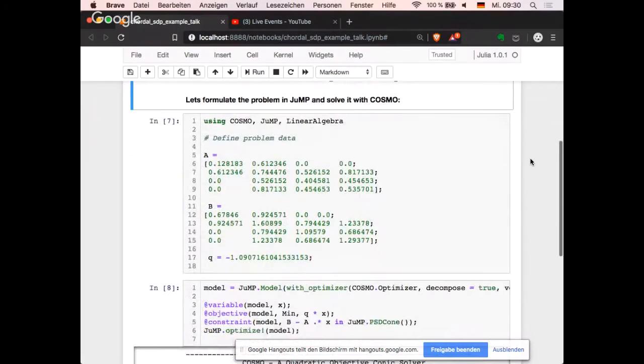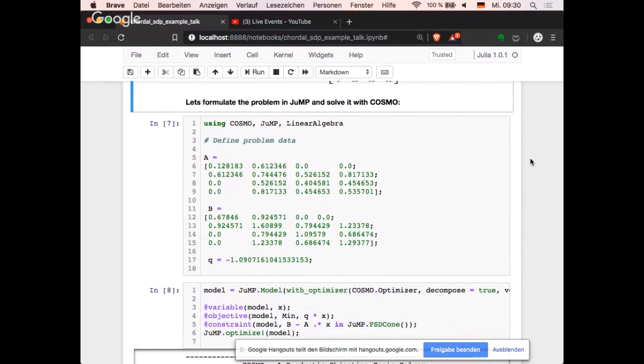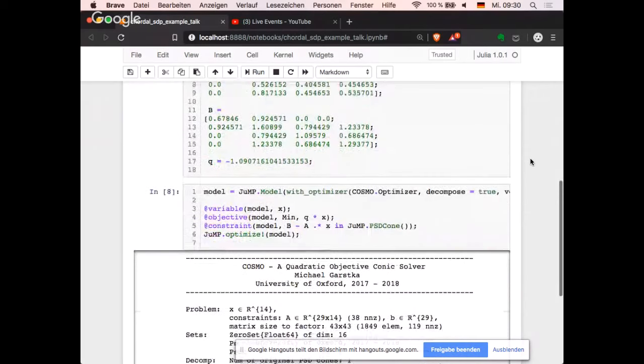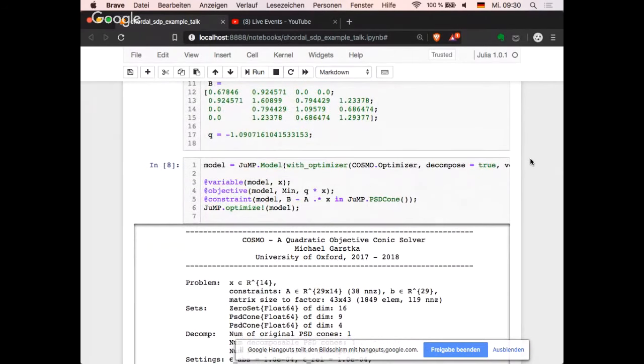So this would be an example here with A and B that have zeros in these positions. And if you now put this problem into JuMP, you say, okay, Cosmo is my optimizer, and I want to decompose the problem. So you set decompose to true. You define the linear objective and the constraint. So B minus A times X is in the cone. And then you hit optimize.